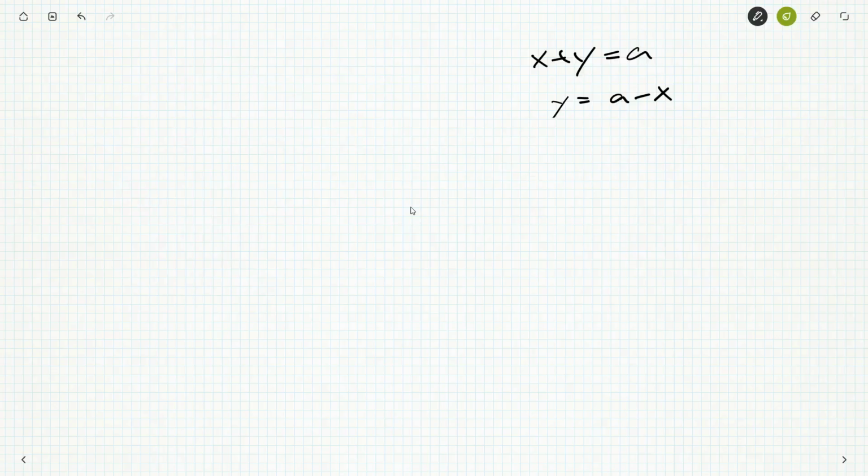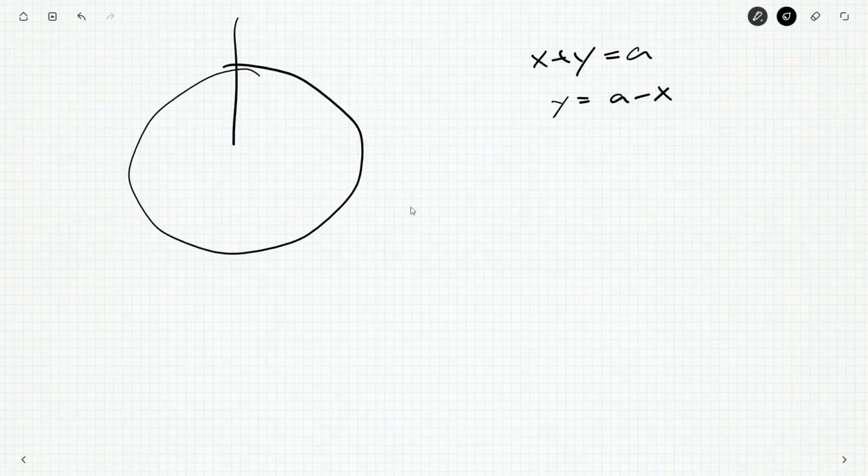Oh, I shouldn't have erased that picture, but okay, whatever. Circle first. So that's less of a good circle. I shouldn't have erased my first circle.